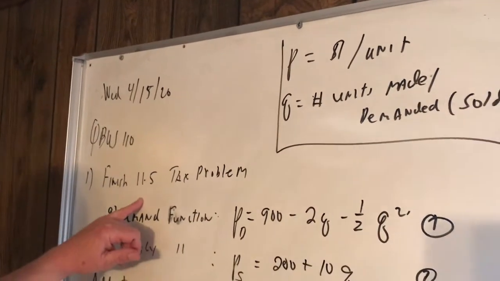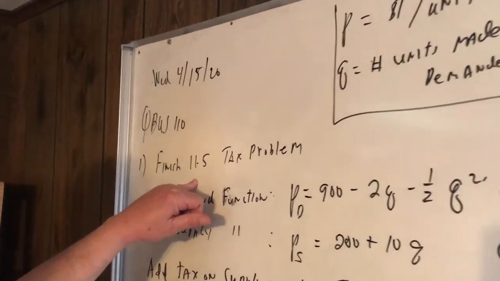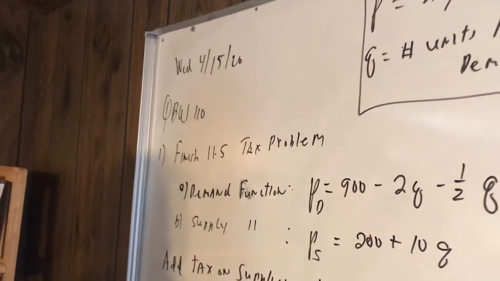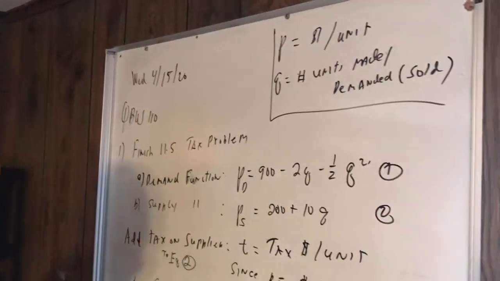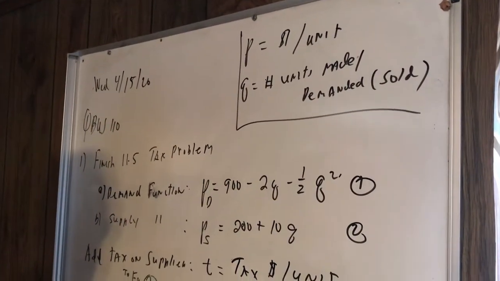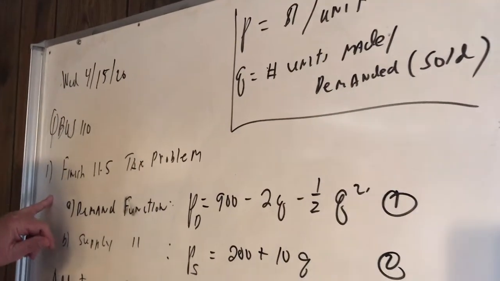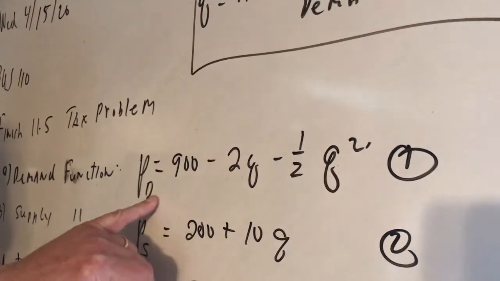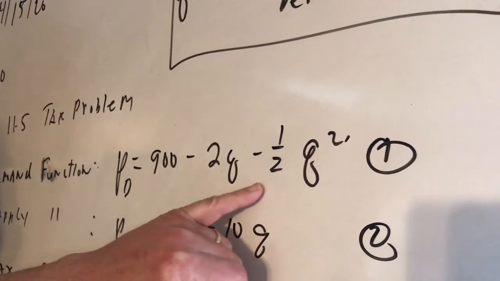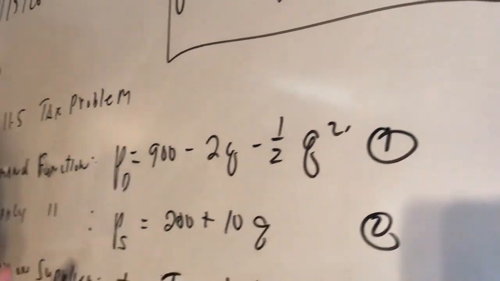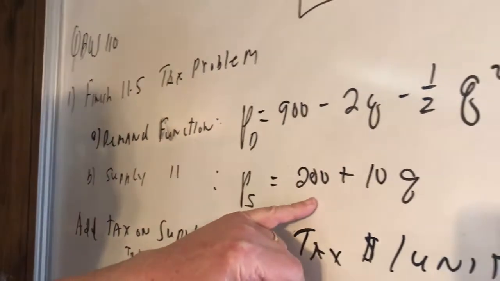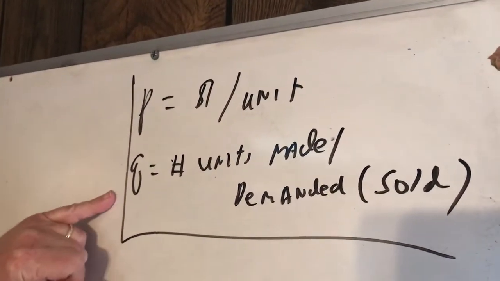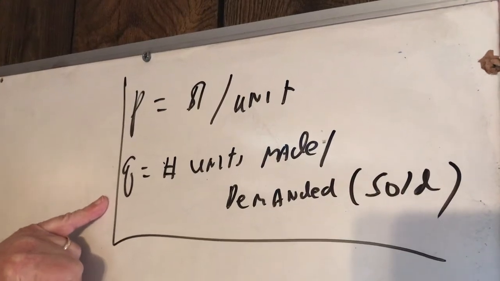And today I'm going to finish Section 11.5, which ends the differentiation part of the course. And I'm going to complete something that we had started working on last time. We're doing what's called a market equilibrium problem, where we have a demand function given by PD that is 900 minus 2Q minus 1/2 Q squared, and a supply function, P of S, is 200 plus 10Q. Now, P is the dollars per unit, and Q are either the number of units made, demanded, or sold.